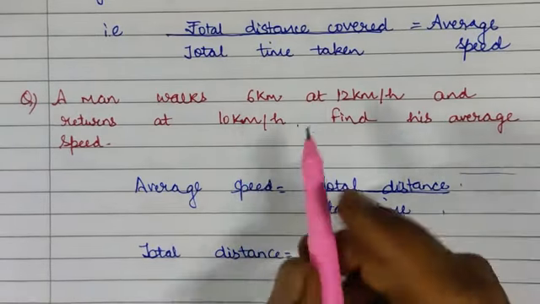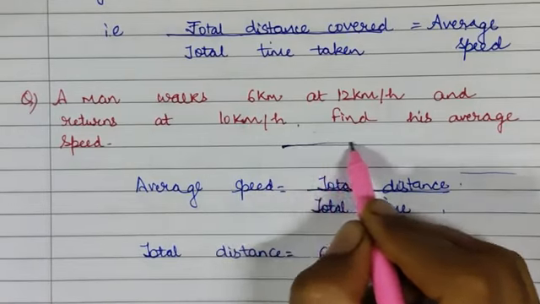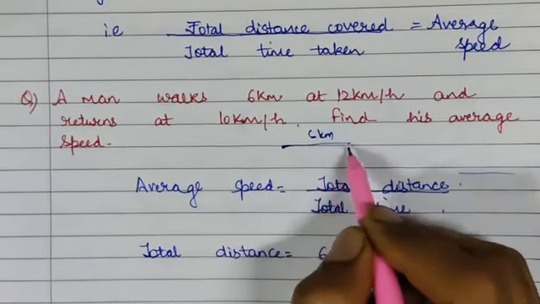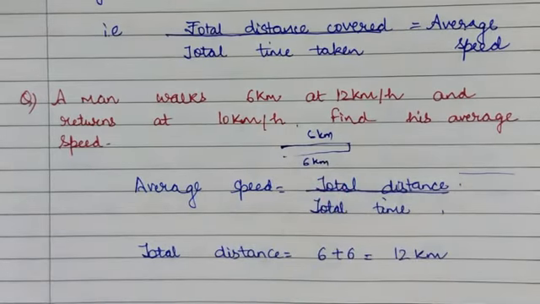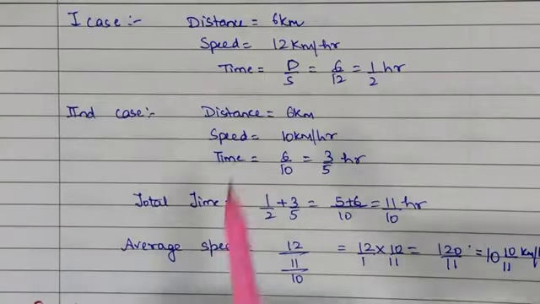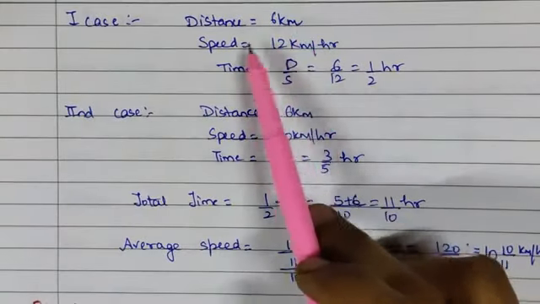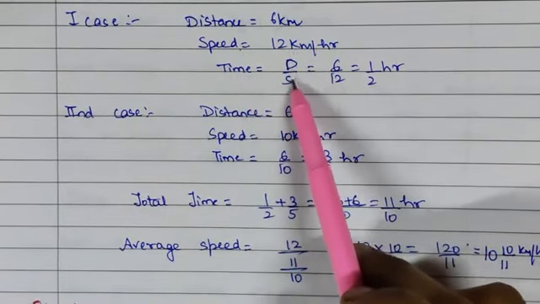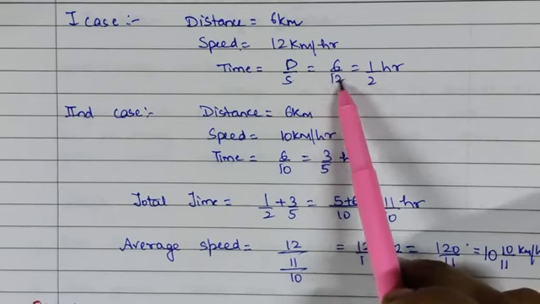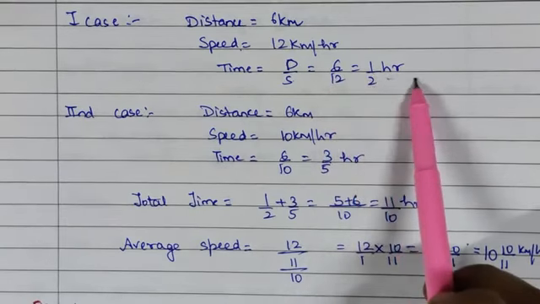The total distance will be what? If he is going and covering 6 kilometer, he has to return back the same distance. So the total distance is 12. Now in the first case, distance is 6 kilometer, speed is 12 kilometer per hour. So the time will be distance upon speed, that is 6 upon 12, we get 1 upon 2 hour.